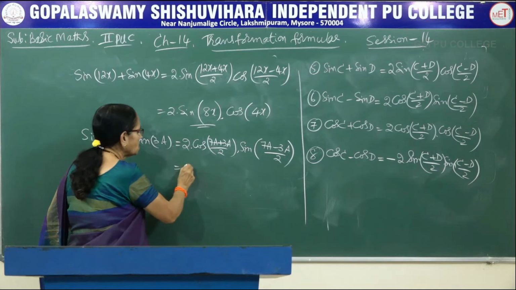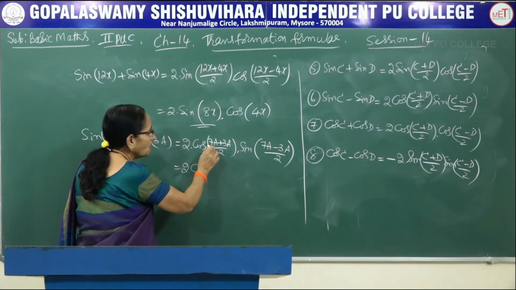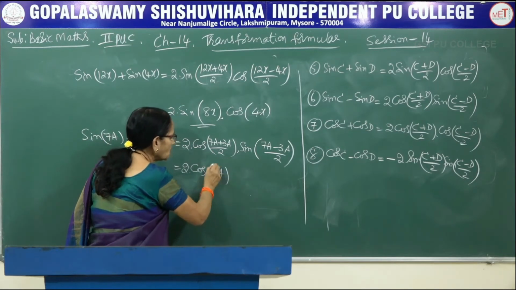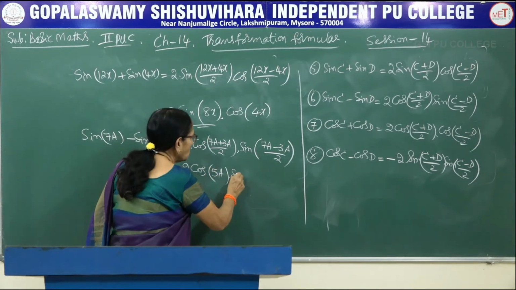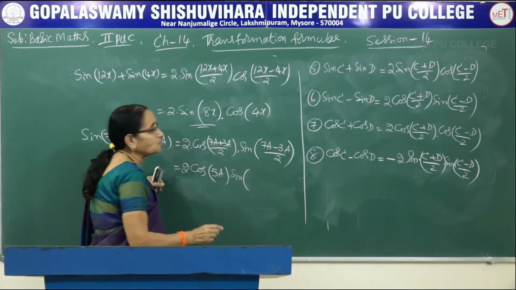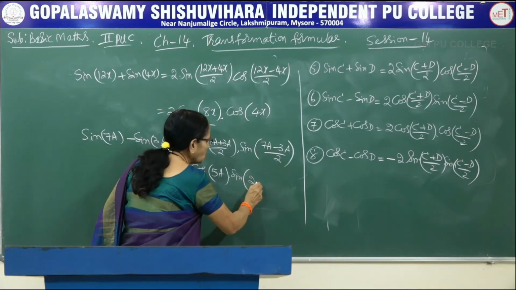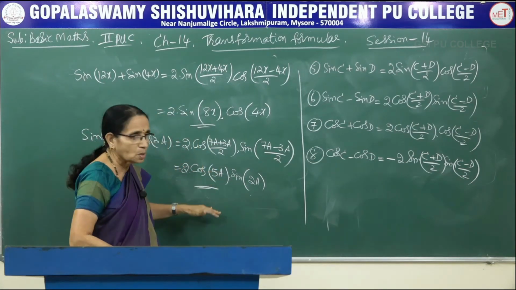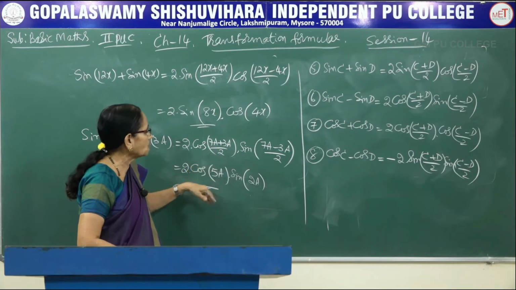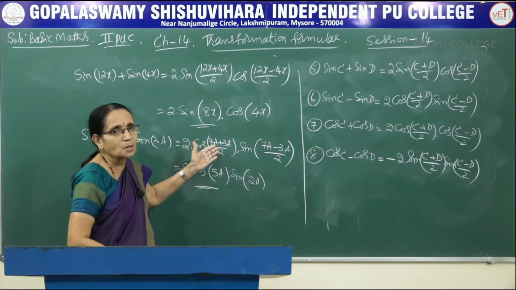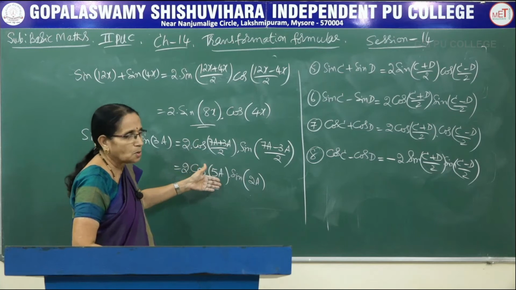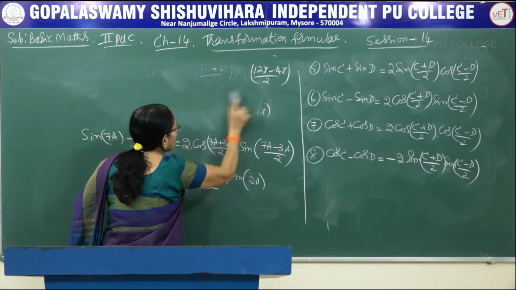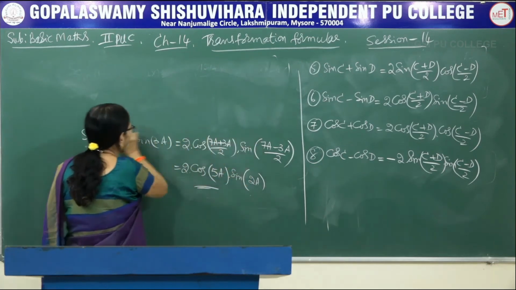Now, again it is 2 into cos of 7 plus 3 is 10, 10a divided by 2 is 5a, into sin of 7a minus 3a is 4a divided by 2, that is 2a. Directly you can write, if you find it difficult, you can write one more step. 7 plus 3 is equal to 10, then you can divide. But it's a very simple arithmetical calculation. I hope you can do it directly. So, even this is a 1 mark question where either it would be product to sum or sum to product.